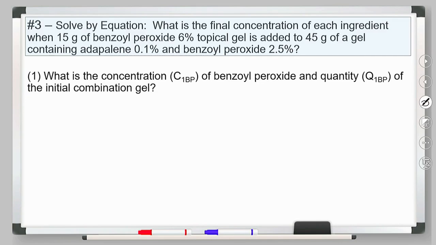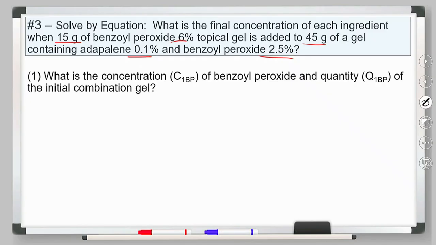So I love these kinds of questions here. And this is a review, and I'll try to give you a little bit of time to solve this. It says, what is the final concentration of each ingredient? Okay, meaning there's more than one. When 15 grams of benzoyl peroxide, 6% topical gel, so here's a quantity and a concentration of gel, is added to a 45-gram gel that contains two things, adapalene 0.1% and benzoyl peroxide already in it at 2.5%. Okay? So I want you to give me the final concentrations of both the benzoyl peroxide and the adapalene.